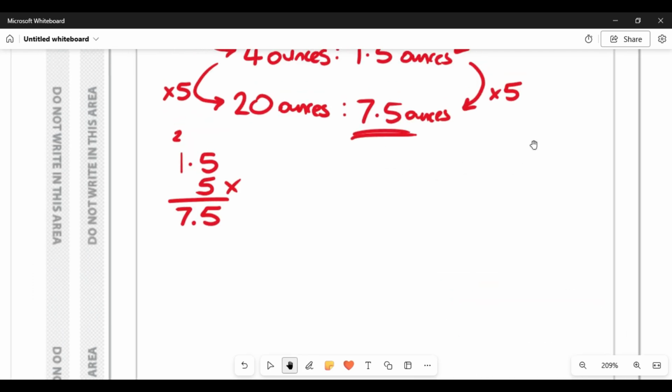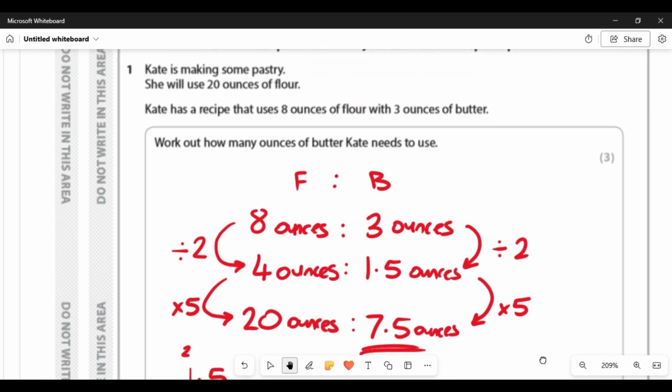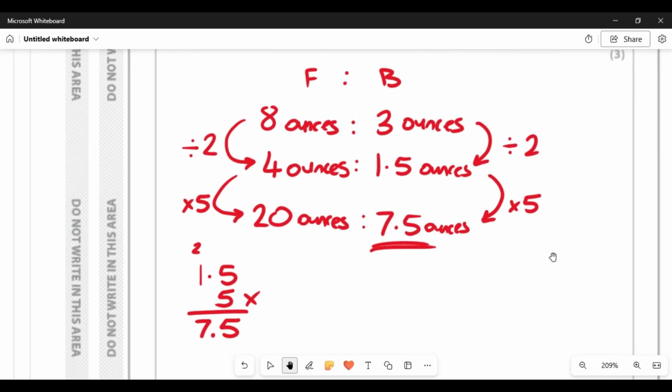Let's put that in the answer box as well. Obviously you'll get 2 marks for your working, 1 mark for your answer, 3 marks in total. Let's move on to the next question.